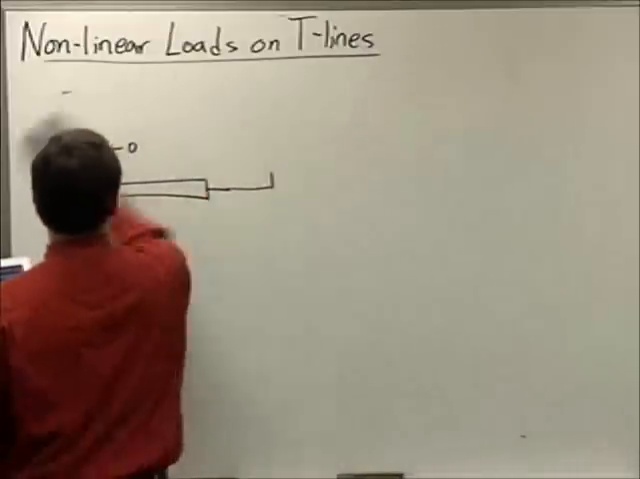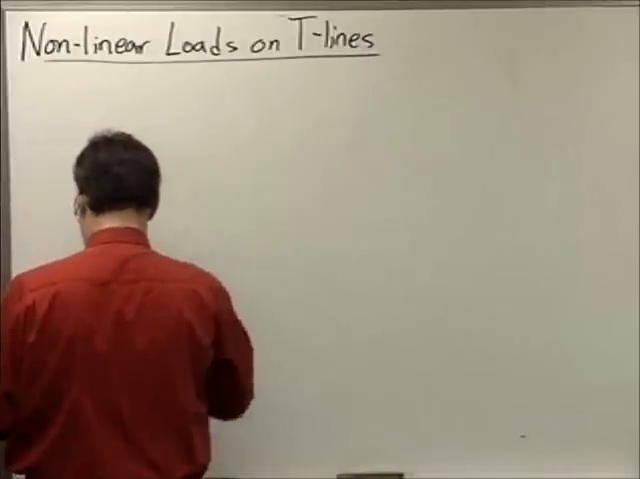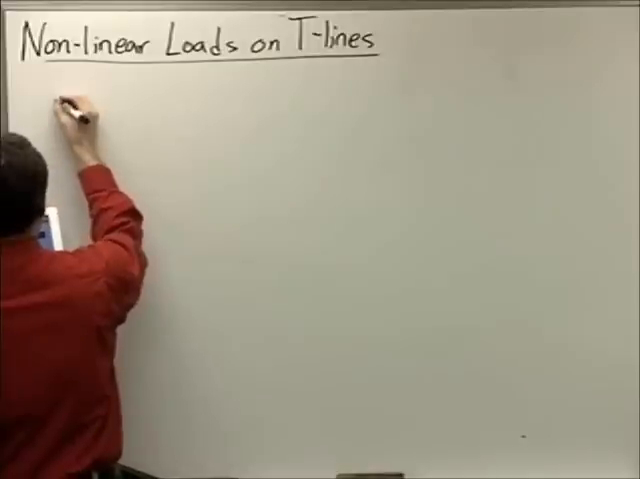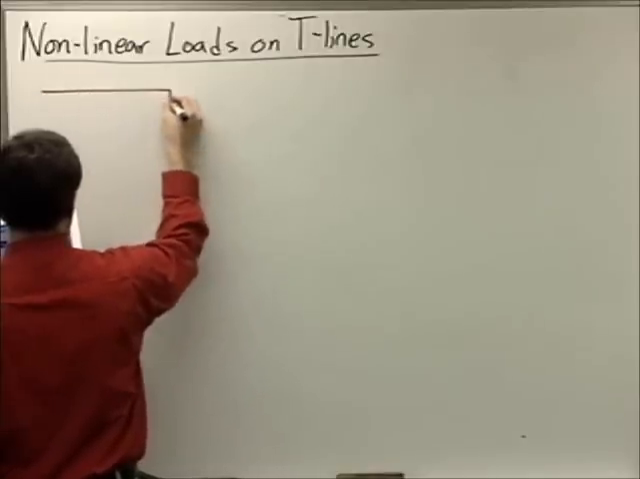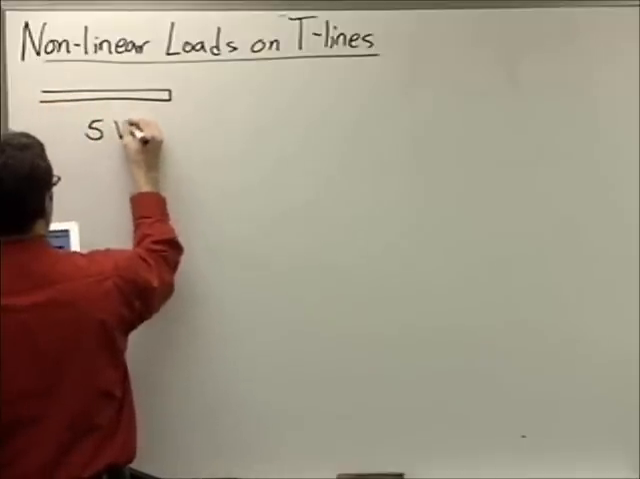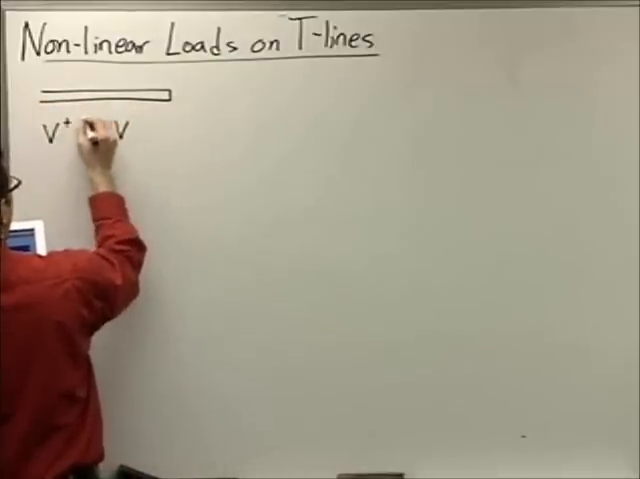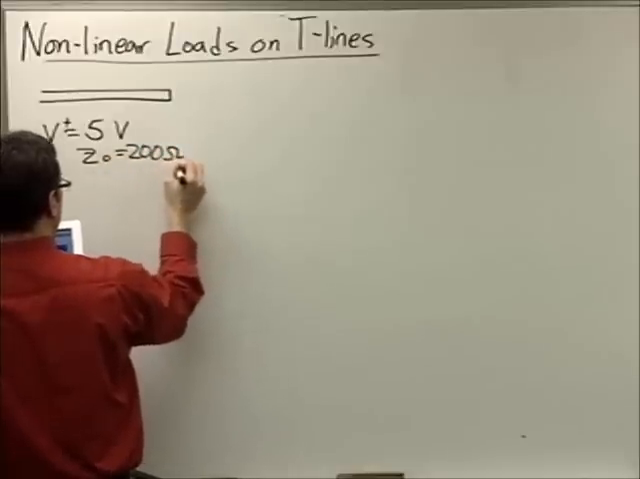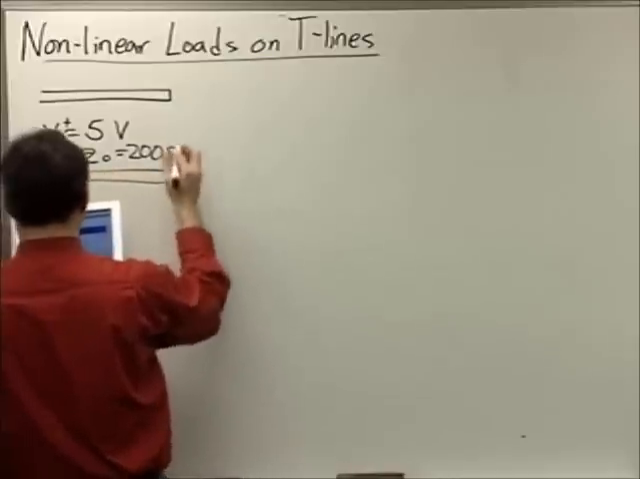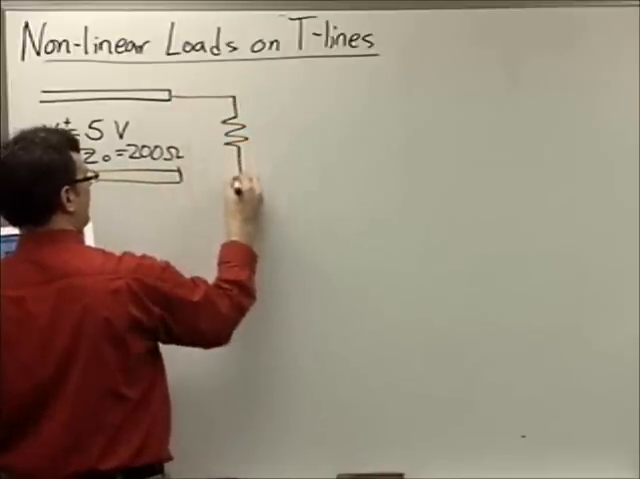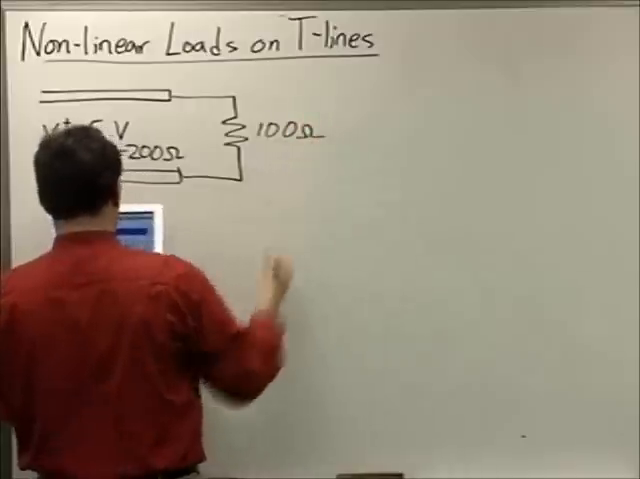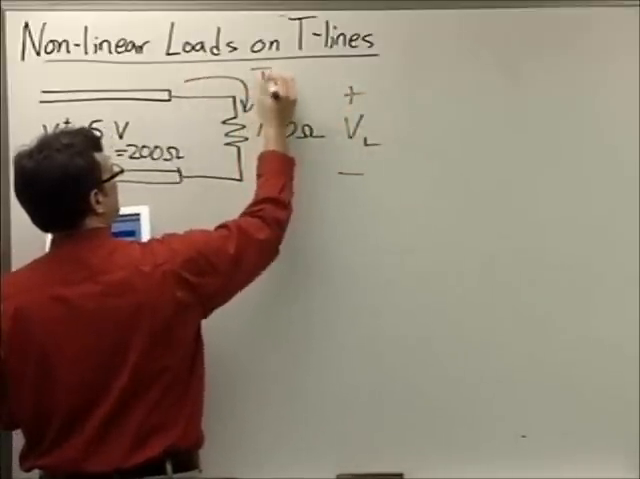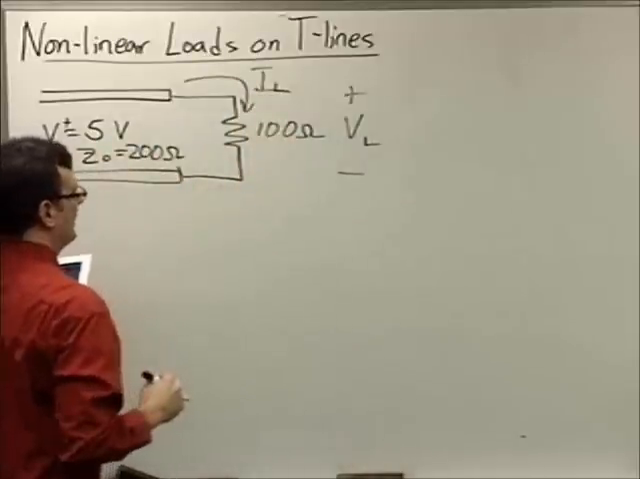And the resistive example that we're going to have, I'll show you my circuit. I'm going to have 5 volts V plus and a Z naught of 200 ohms. Let's use a 200 ohm transmission line. A little bit non-standard. Getting tired of working all these 50 ohm problems. I got a 100 ohm resistor. This is my voltage across the load, and my current I_L comes out and flows through this part of the circuit.